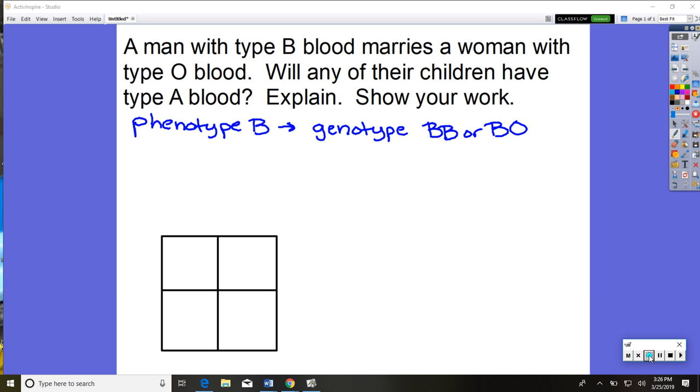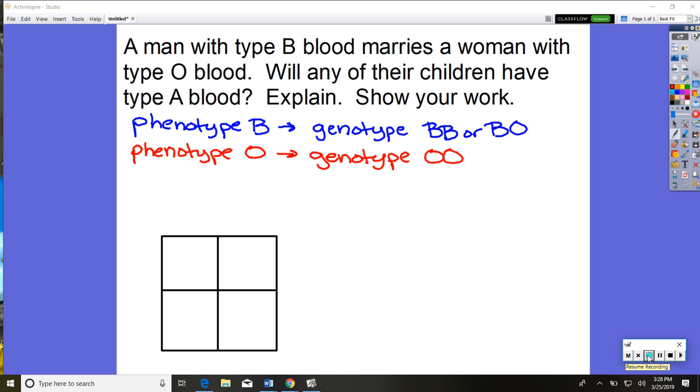The woman has blood type O, so her phenotype is O, and O is recessive to everything else. So if her phenotype is O, that means her genotype could only be OO. She cannot possibly have an A or a B because A and B are both dominant to O.